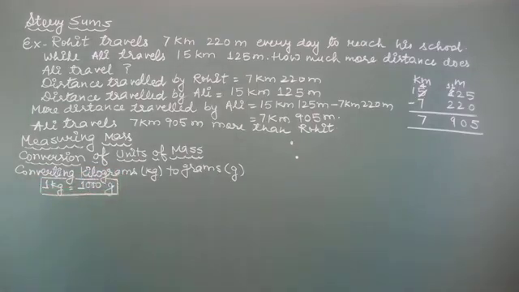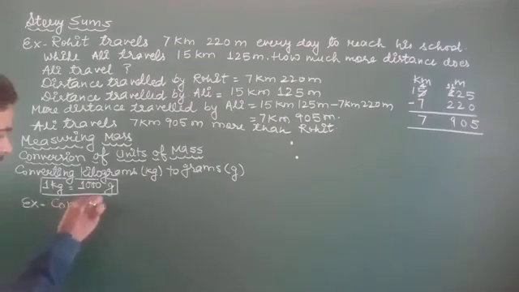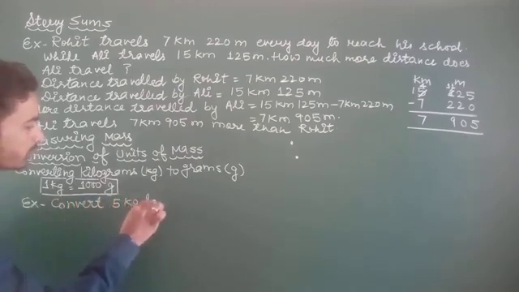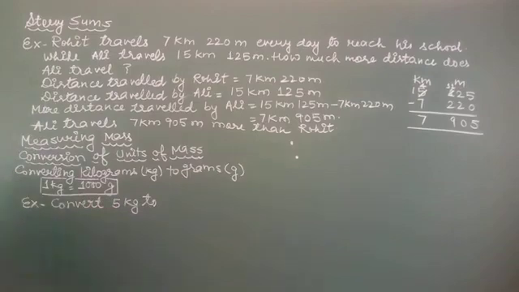Now see some examples related to it. You know that to convert kg to gram, multiply kg by 1000. Here is an example: convert 5 kg to gram.